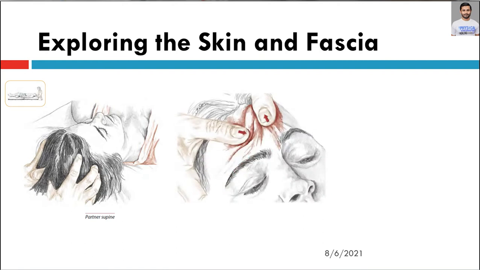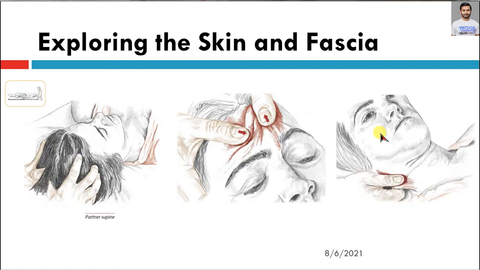If you try to explore the skin and fascia, you will see that there is a difference of mobility in craniocaudal direction and in horizontal direction from right to left. The skin in the neck region is thin as compared to the skin on the forehead, and the skin on the forehead is thicker as compared to the skin in the neck.